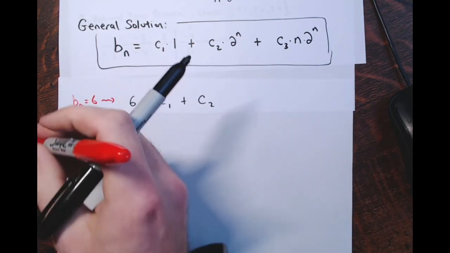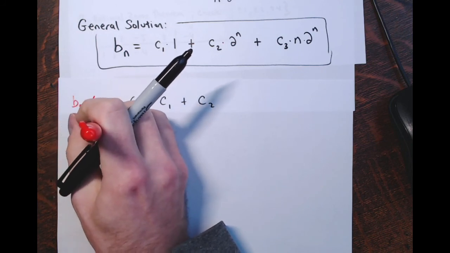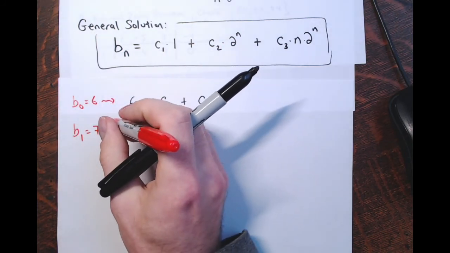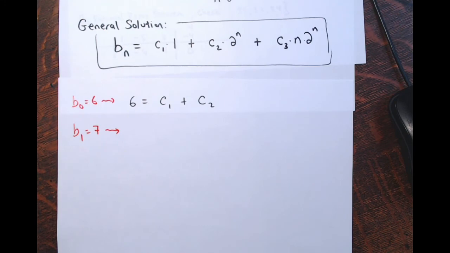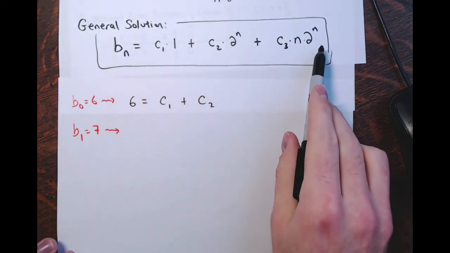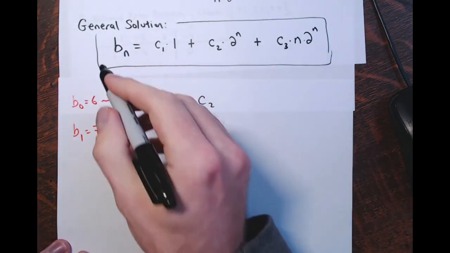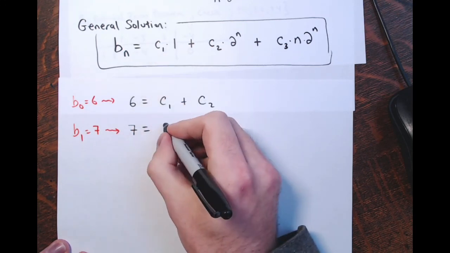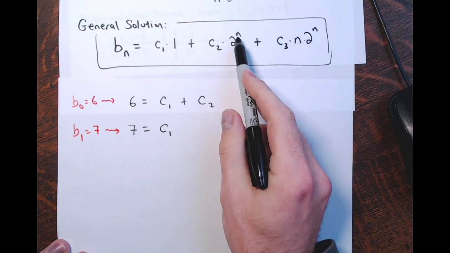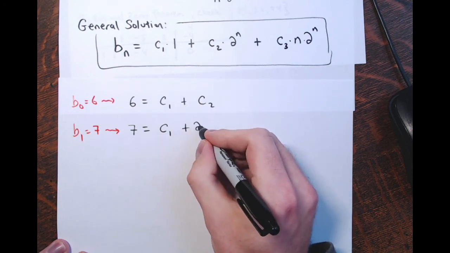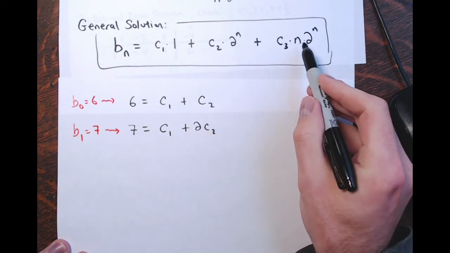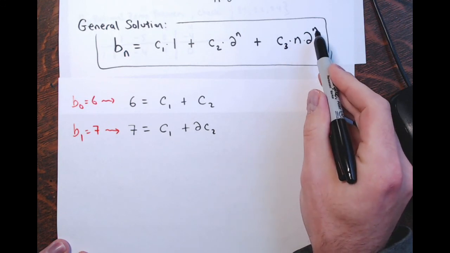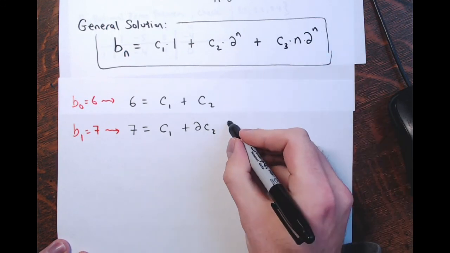Then we were given that B1 was 7. And that leads me to this. So I'm plugging in 1 for n. Everywhere there's an n, I plug in 1. B1, 7, equals C1 again. 2 to the first is 2, so plus 2C2. And then 1 times 2 to the first is just 2 again, so plus 2C3.